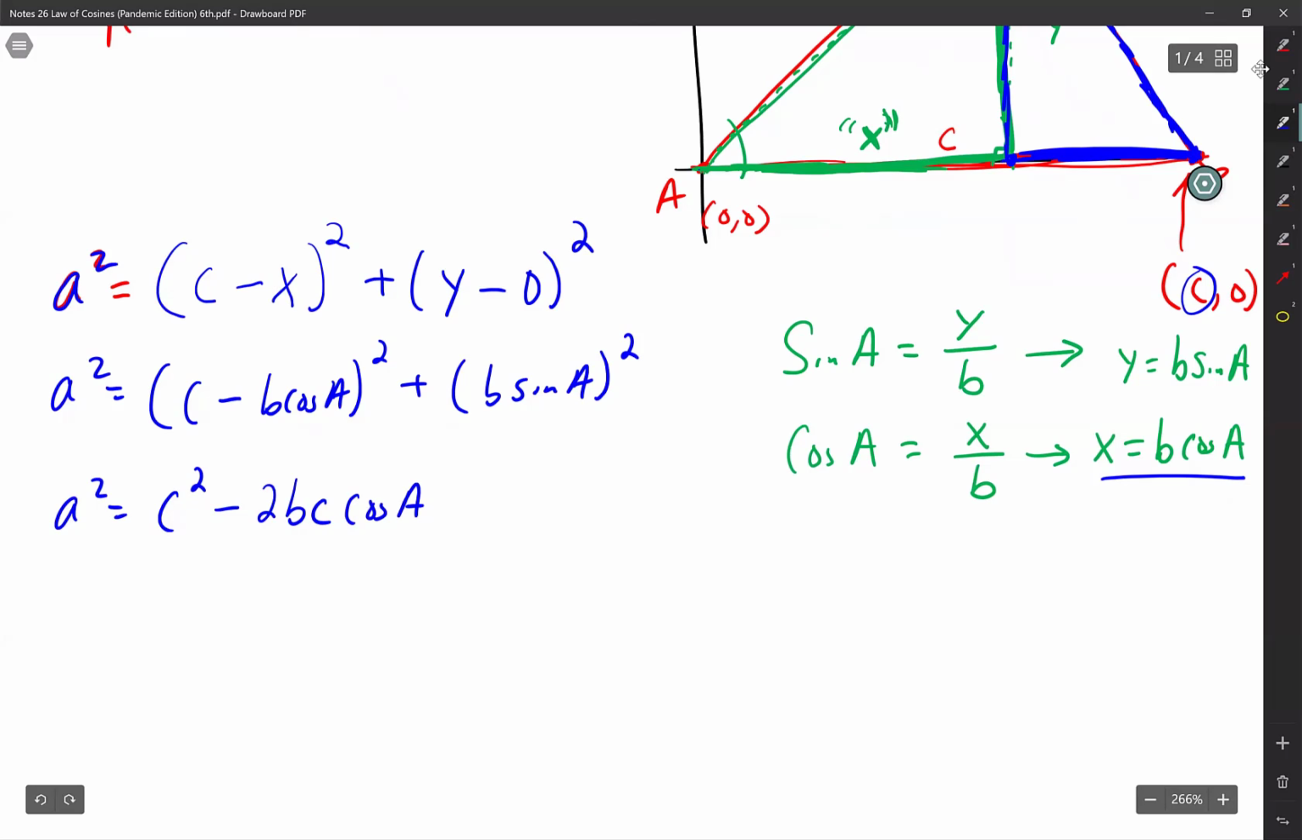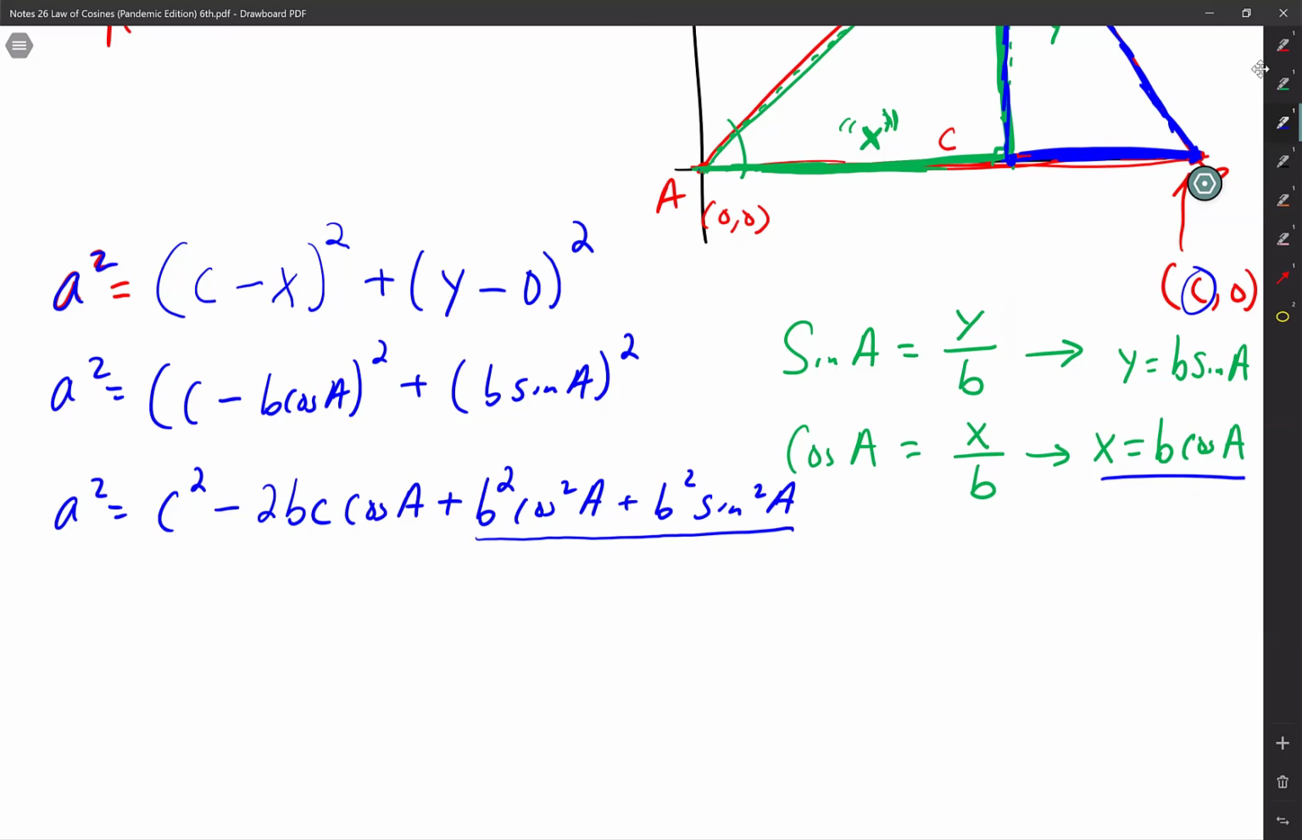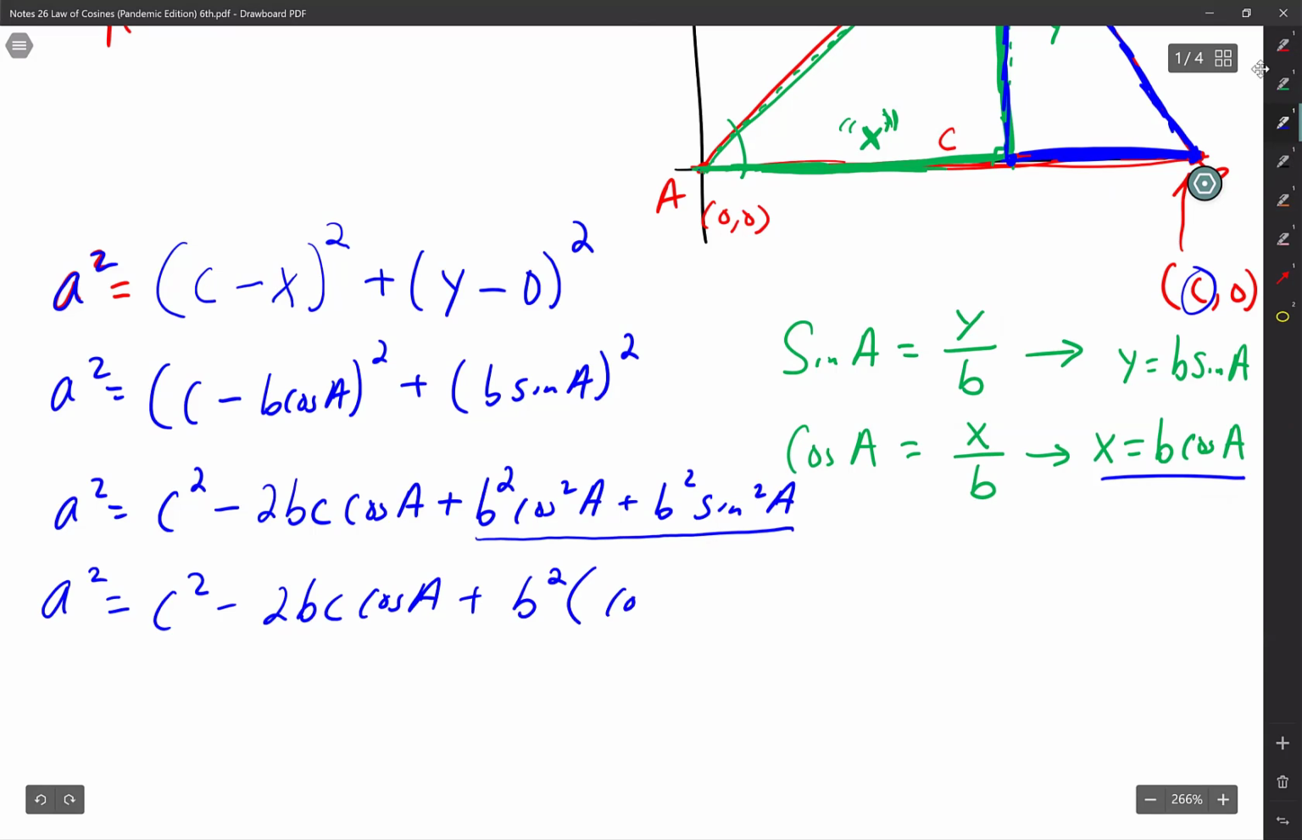And then negative B cosine A times negative B cosine A, that's going to be a positive B squared cosine squared A. And then when I square this, laws of exponents for the B sine A, that's just going to be B squared sine squared A. We're almost done, guys. I'm going to underline these two. I notice that I can factor out a B squared. So I have A squared equals C squared minus 2BC cosine A plus B squared factored out, cosine squared A plus sine squared A. And notice the Pythagorean identity comes out.